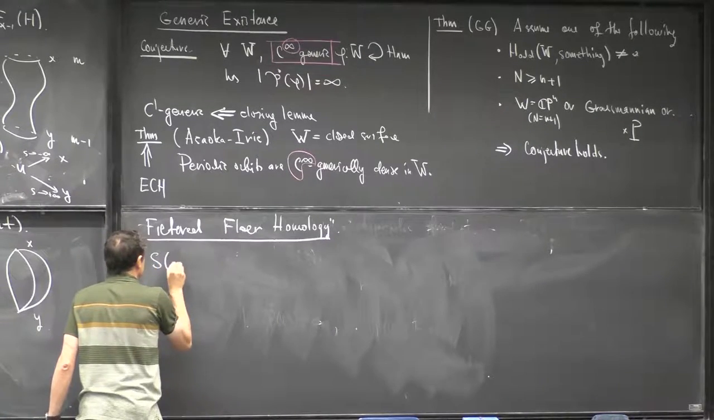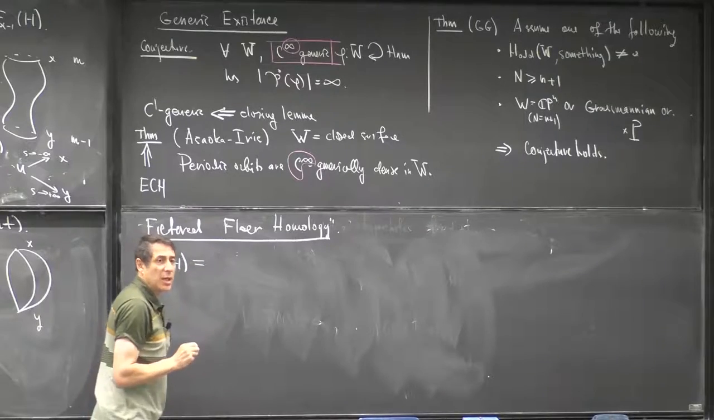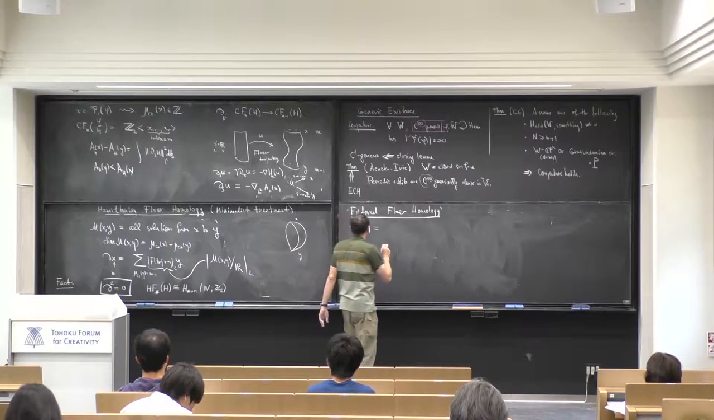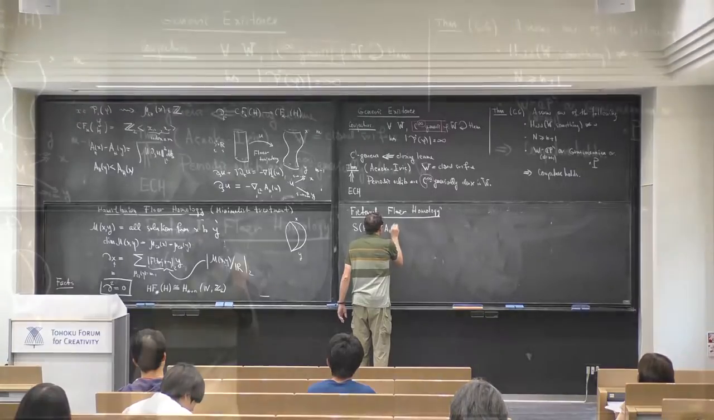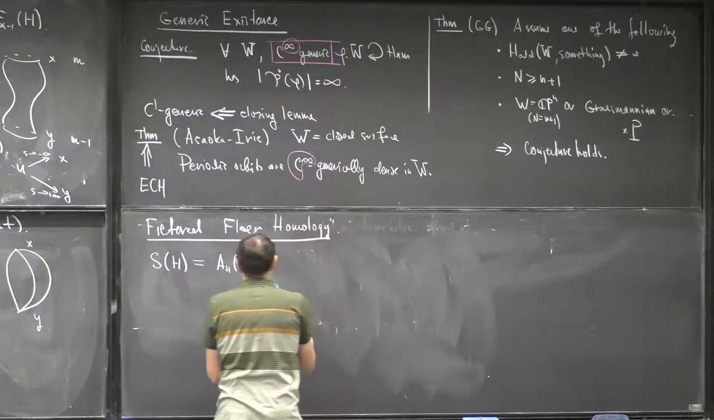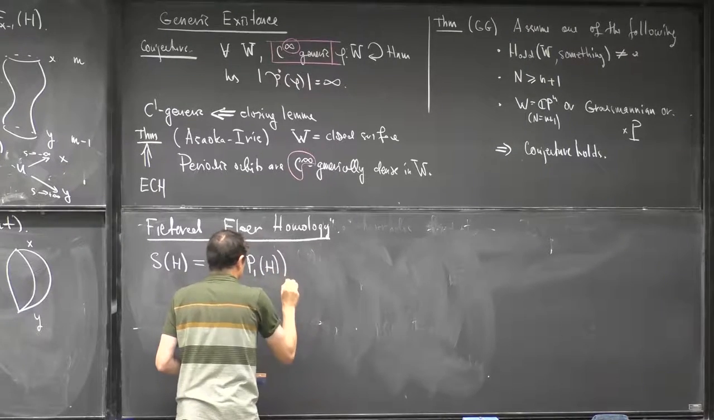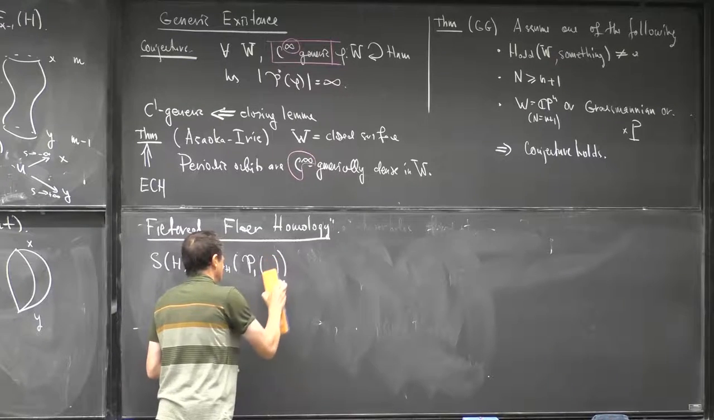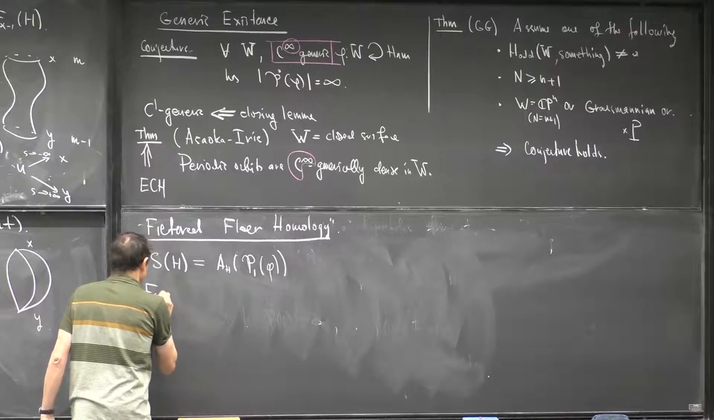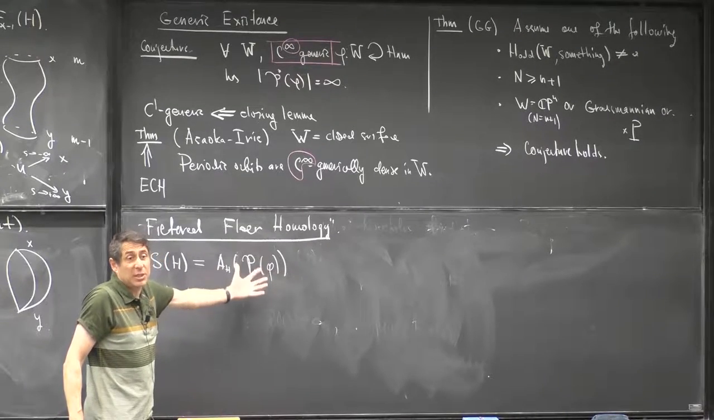Let's take the action spectrum of H. These are the collection of the critical points, of the critical values of the action function. Also, this is just actions on one periodic orbit, without any non-degeneracy condition. If H is non-degenerate, this is just a finite set.